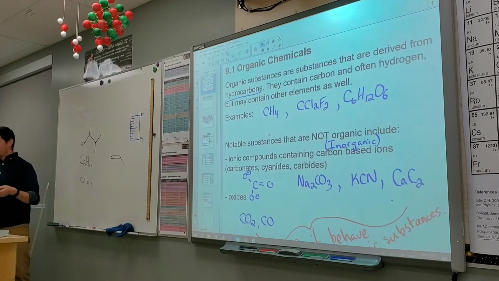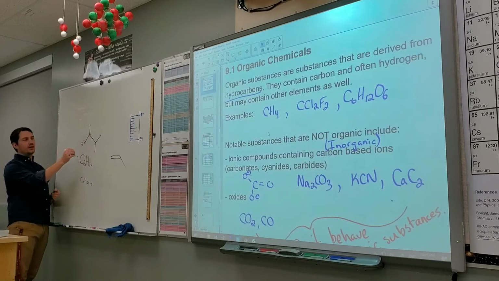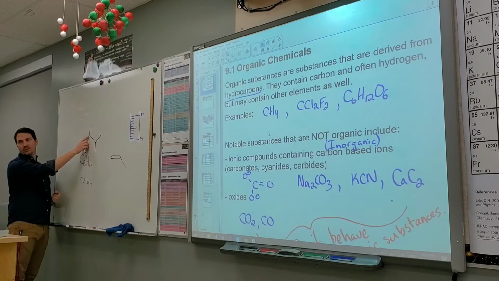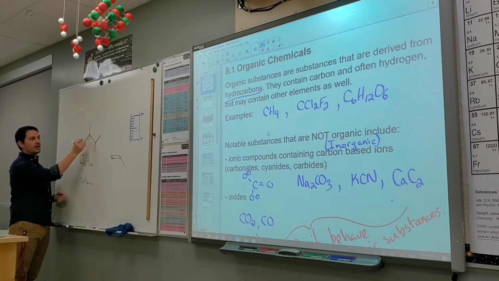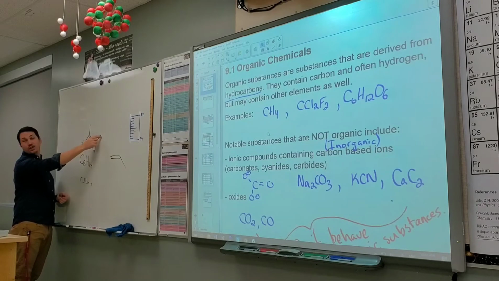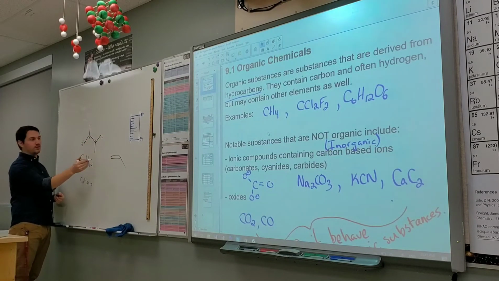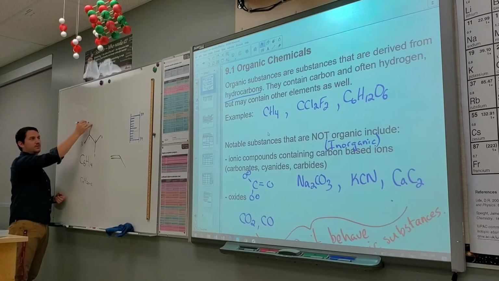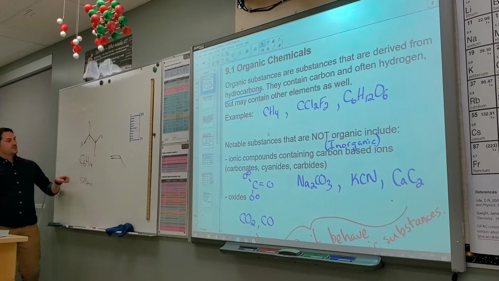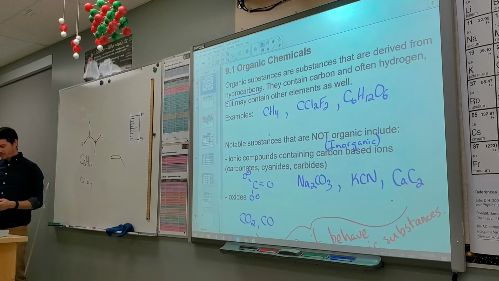So let's just double check. There's 3 hydrogens on this one. How many hydrogens can be on this carbon? 1. How many hydrogens there? 1. How many hydrogens on the terminal carbon? 3. How many hydrogens on the terminal? 3. So we see 6, 12, and 14. Perfect. No problem. So C6H14.